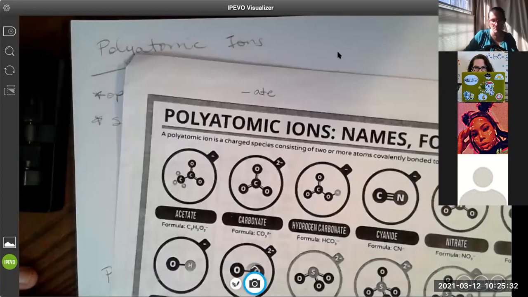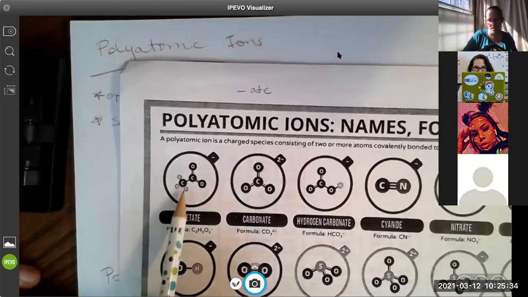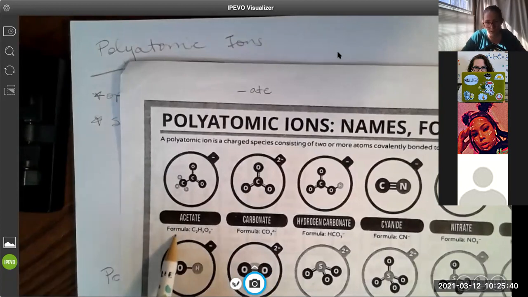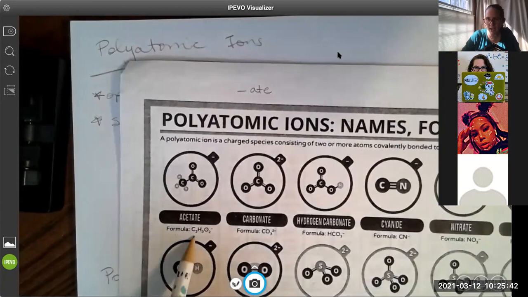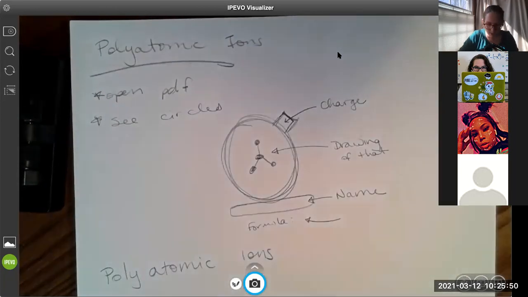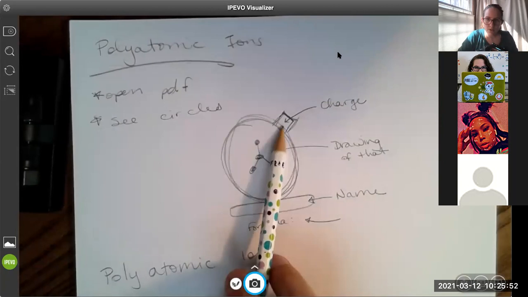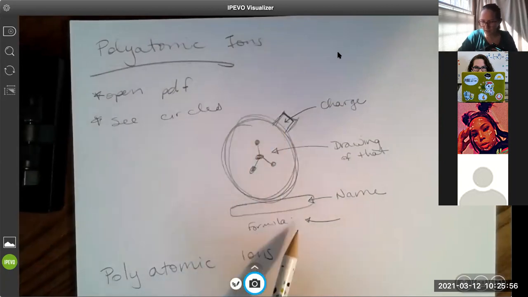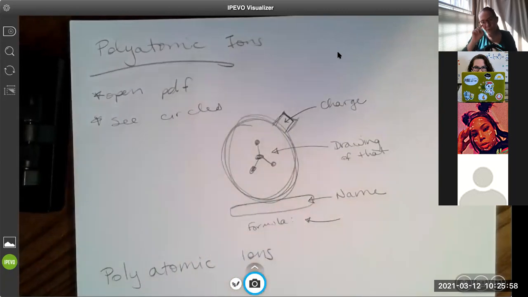And in the middle is the drawing. Underneath is the name. The formula has which atoms are included and their charge. And we just wrote that same stuff. That top corner is the charge, the middle is the drawing, underneath is the name, and at the very bottom is the formula for each of our polyatomic ions.